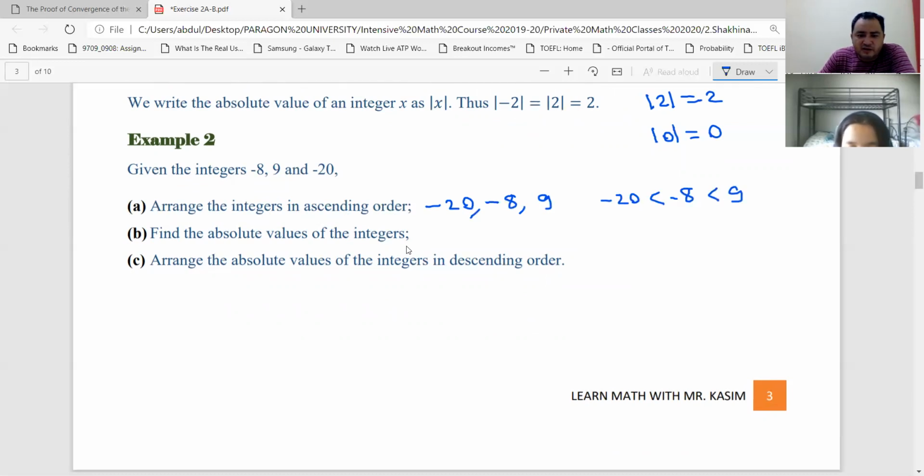Find the absolute values of the integers. Let me write here. What is the absolute value of -8?